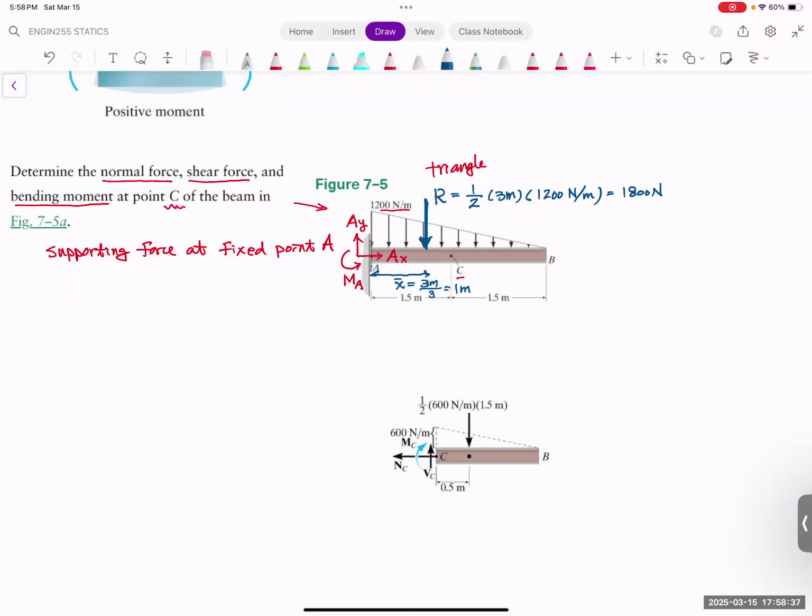Once you find this distributed load represented as a resultant load, then your problem becomes this. This is a simplified version that transforms the left-hand side into a simpler graph. You have a resultant force here, which is 1800 Newton, and you have a reaction force, supporting force, and supporting moment. Here, this is the supporting moment, this is AX, this is AY. And we also know the distance is 1 meter.